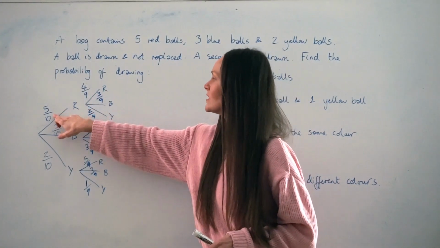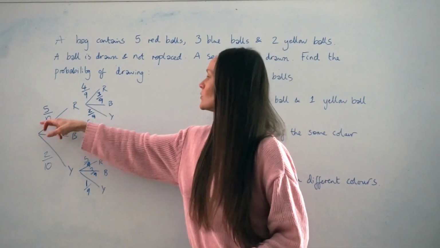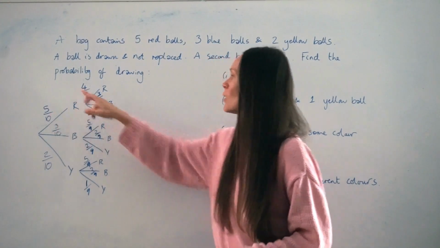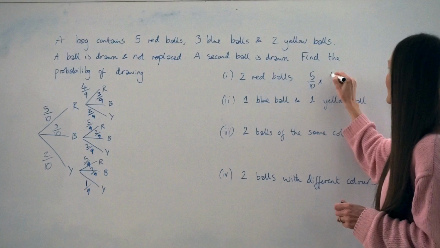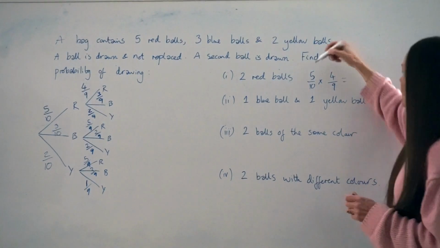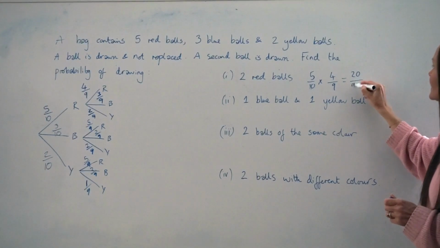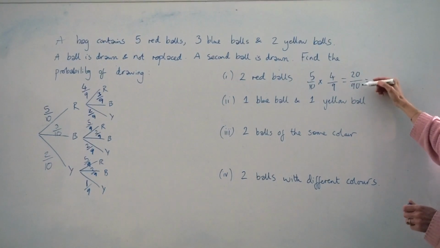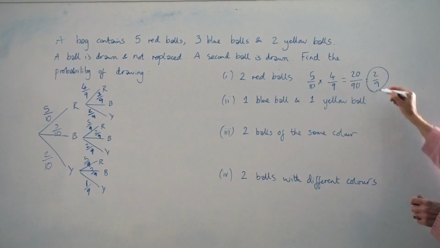So we need to take these 2 probabilities here, and remember you have to multiply them together as you travel along the tree diagram. So we're going to take 5/10 and multiply it with 4/9. Okay, so if we work this out, 5 multiplied by 4 is 20, 10 multiplied by 9 is 90, and then you can simplify this fraction by dividing top and bottom by 10, so it simplifies to 2/9. So there's the first one.